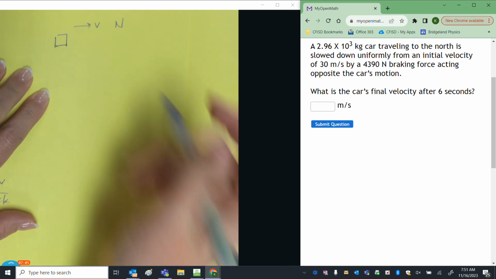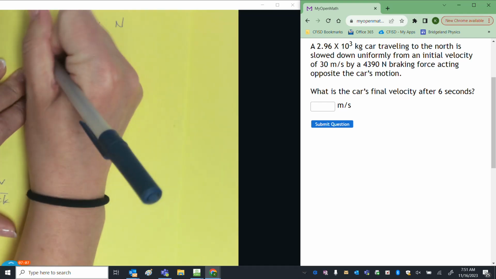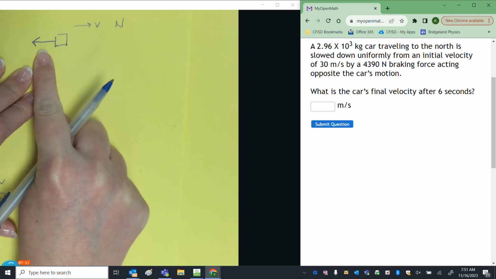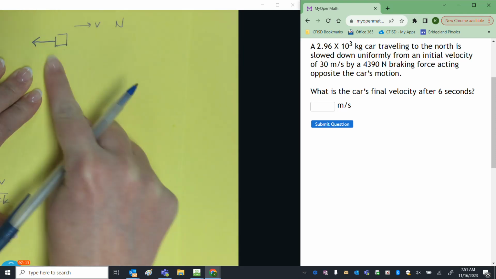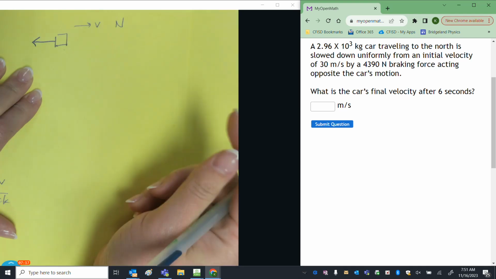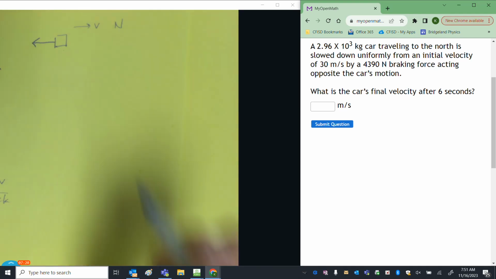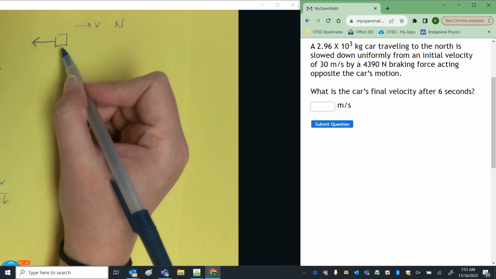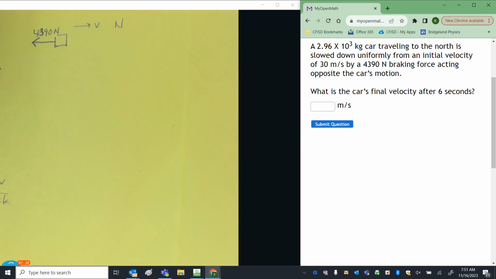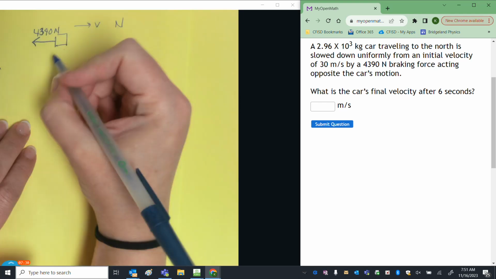But the force on it is opposite the direction of motion. So if I was to draw my force on my free body diagram, that's the only vector I'm going to draw because it's moving this way, but it's slowing down. Okay, so when my force is opposite my velocity, or my acceleration is opposite my velocity, of course I'm going to be slowing down. But this is my 4,390 Newton braking force. Okay, right there.